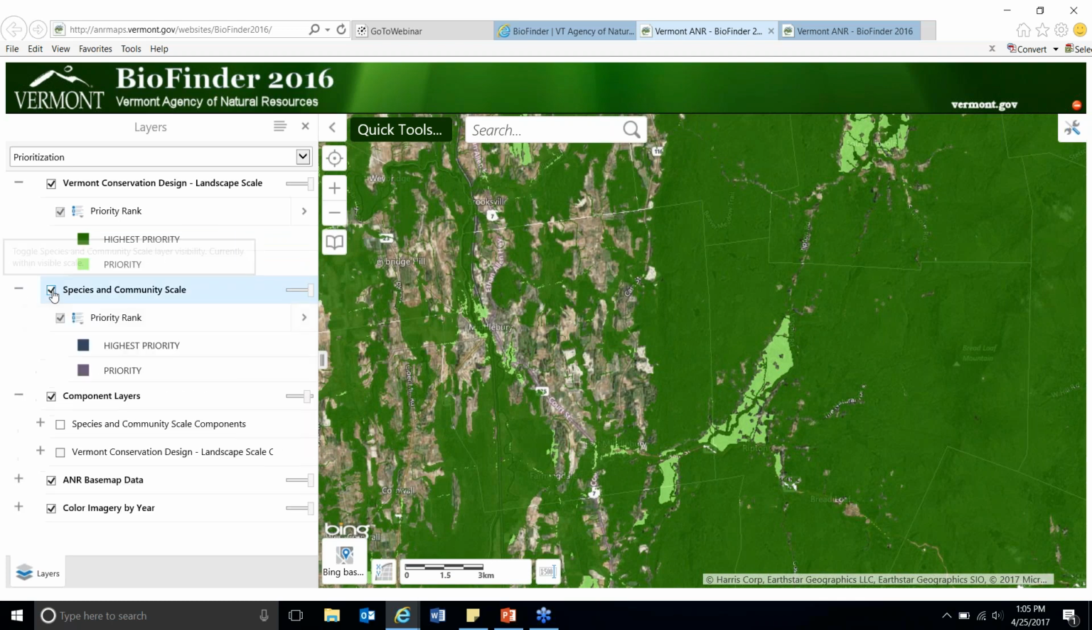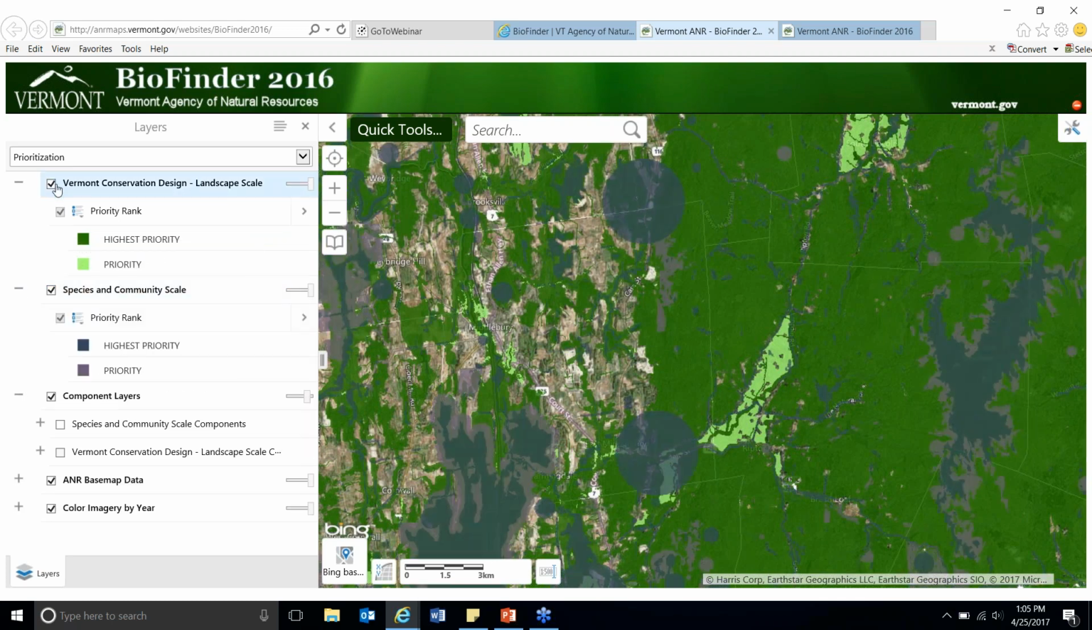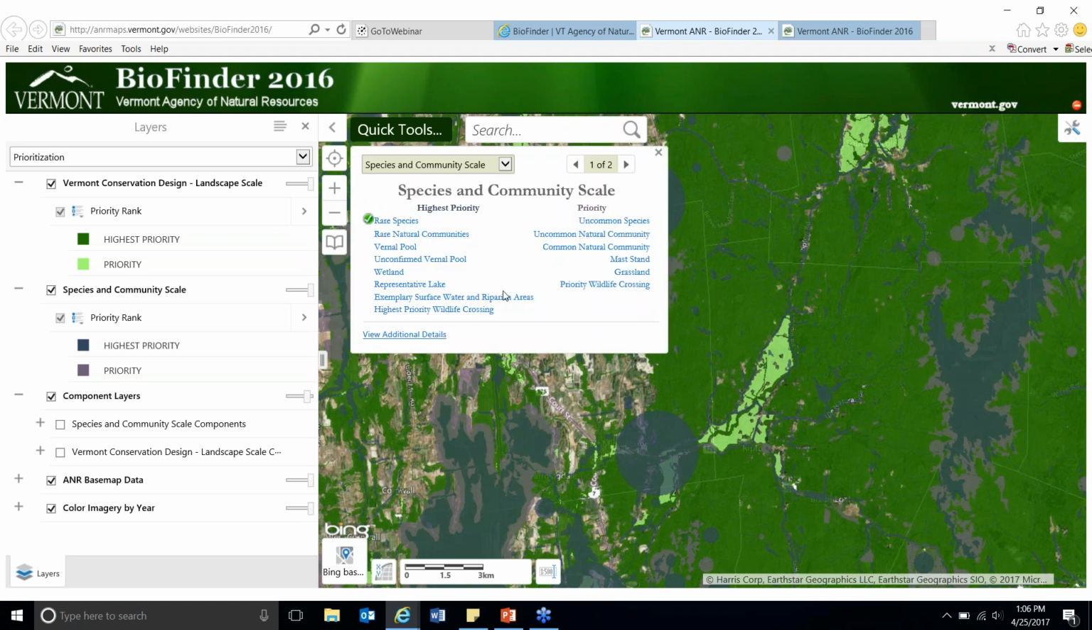Now, I'll do this again, but this time I'm going to have two different layers turned on over here. I have Vermont Conservation Design, the landscape scale, and I have the species and community scale. So those patterns and those individual places. And this time, if I point my cursor in the same place, but where there's a purple and a green, then watch what happens. I click it, and the first thing that pops up, it says species and community scale. There's a rare species that was found there.